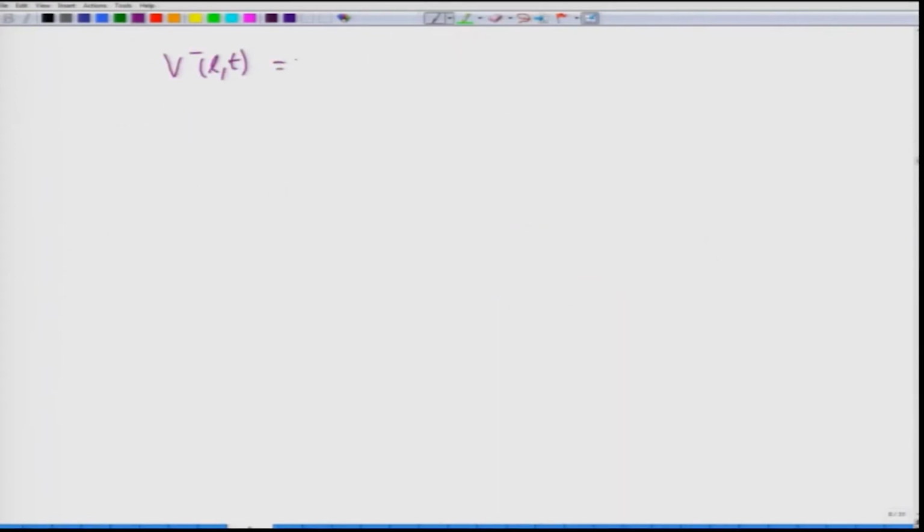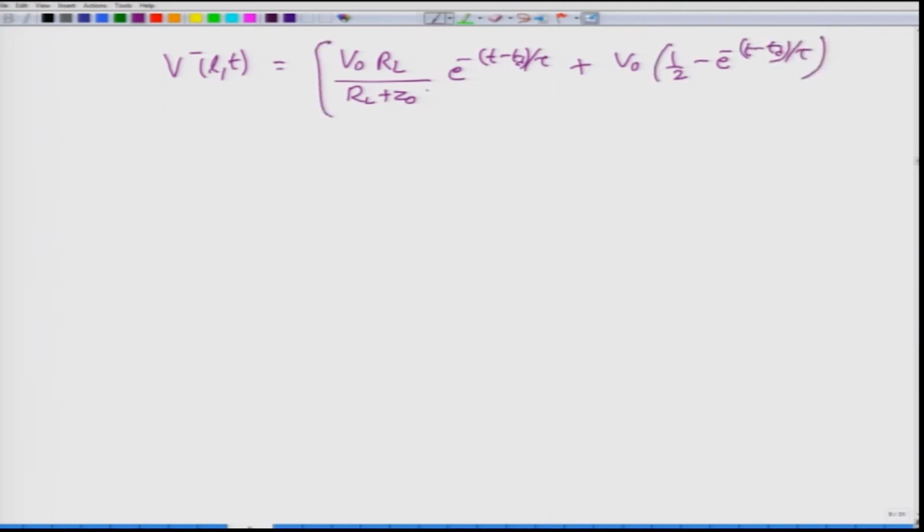You can go back and subtract the incident voltage from the previously calculated VL of t, and what you get from the reflected voltage is again two components. One component is V0 RL by RL plus Z0, which would be decaying exponentially with a time constant of the same value that we had considered, plus V0 times half minus e power minus (t minus Td), this entire thing multiplied by u of t minus Td.